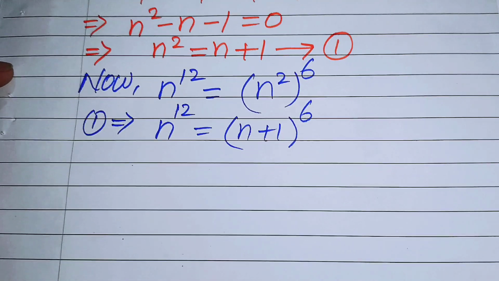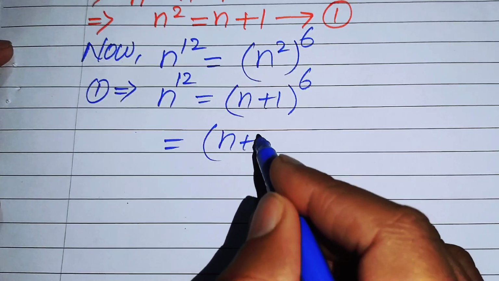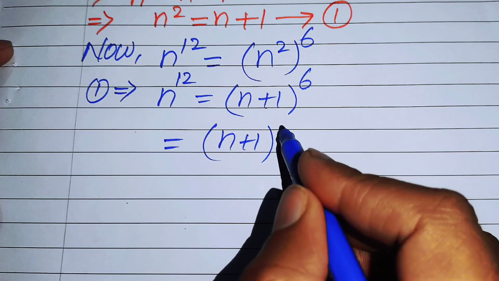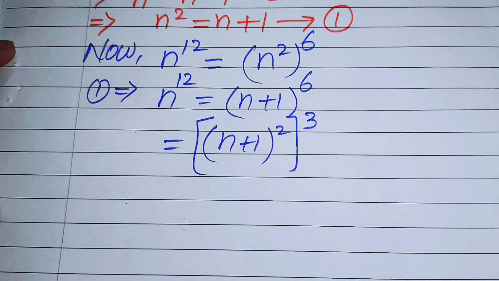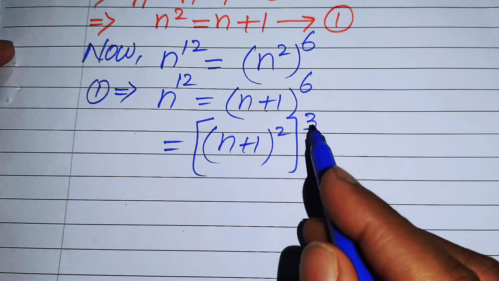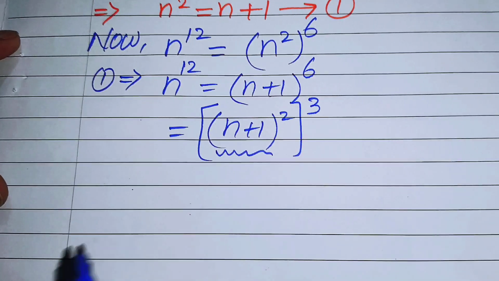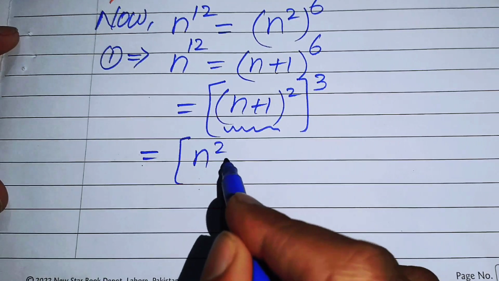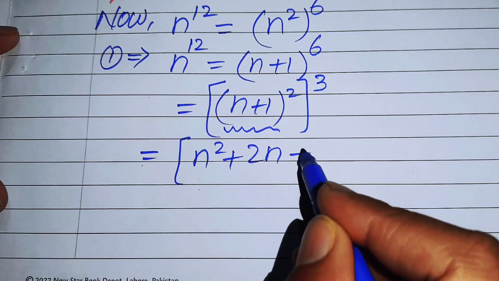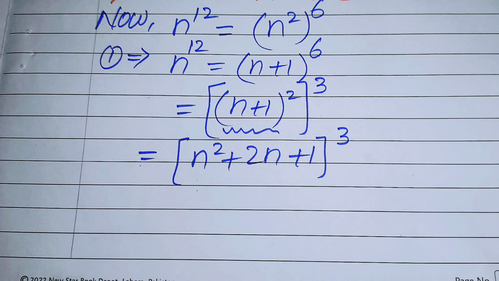And now in the next step we break this exponent, and we write it as (n plus 1) whole square and its whole cubed. You know that 2 and cube are multiplied by each other, and we get 6. And now here we use this nice square identity, and we get its output in this form: (n square plus 2n plus 1) whole cubed. And now in the next step we again use equation number 1 here.